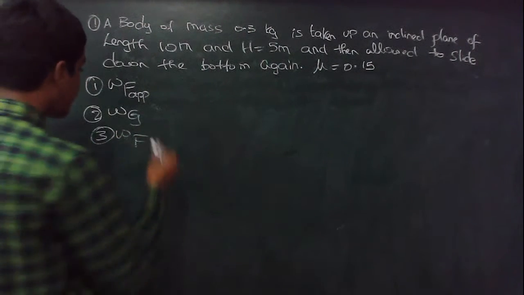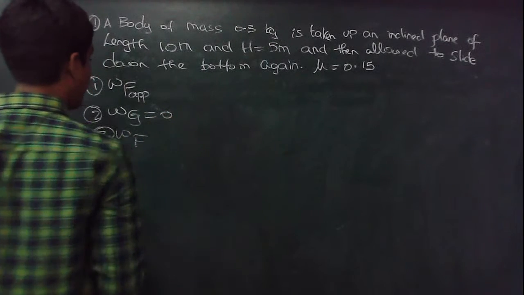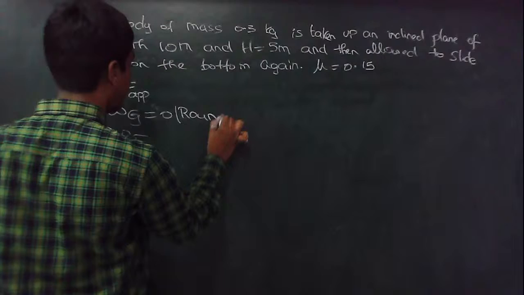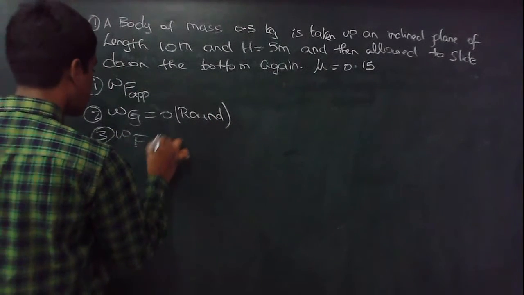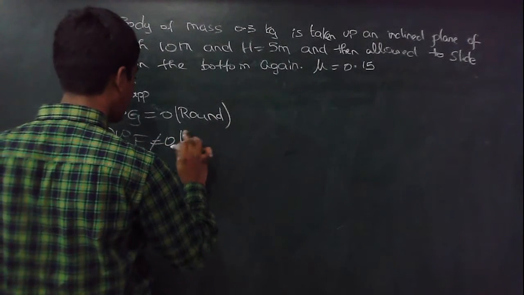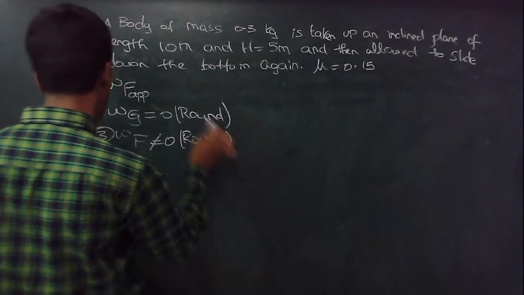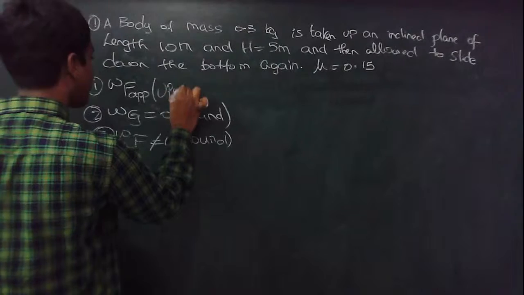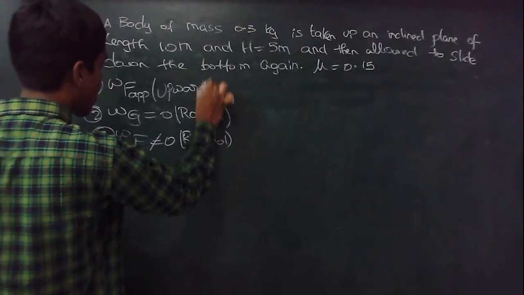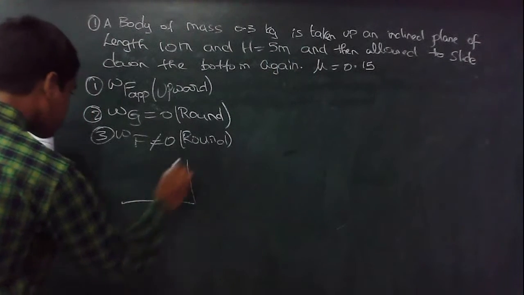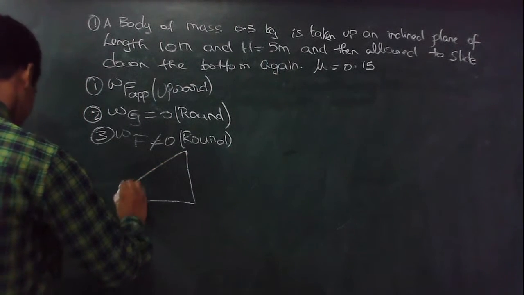As we know earlier, the work done by the gravitational force for a round trip is equal to 0. Here it is not equal to 0 for the round trip. Here it is saying for upward. Now the diagram will look like this.